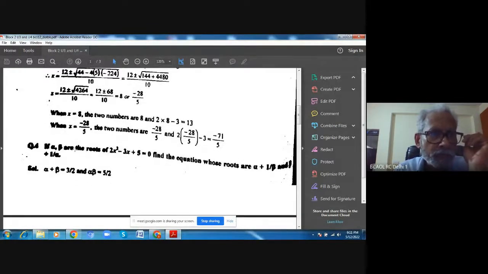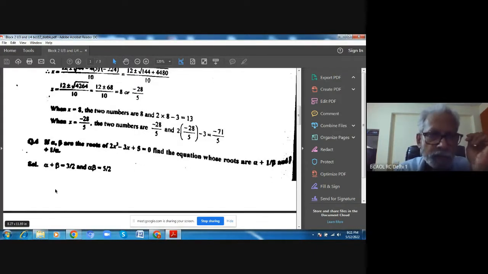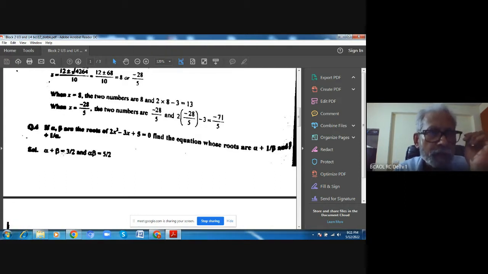Another question: if alpha and beta are the roots of 2x square minus 3x plus 5 is equal to 0, find the equation whose roots are alpha plus 1 by beta and beta plus 1 by alpha. So let's see. The same thing you can consider: alpha plus beta is equal to, basically, minus b by a. So in this case it is 3 by 2. So 3 by 2, and alpha beta is the product. Then again it is c by a, so 5 by 2.